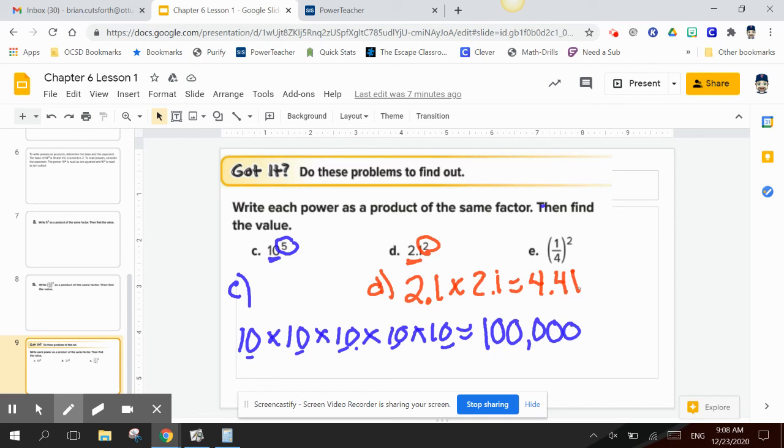Please stop the video and you may try E on your own. Letter E tells me I'm going to multiply 1/4 to the 2nd power. So 1/4 is my base. I'm going to multiply that 2 times. So when I multiply 1/4 times 1/4, 1 times 1 is 1. 4 times 4 is 16.